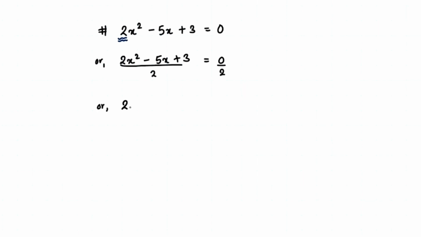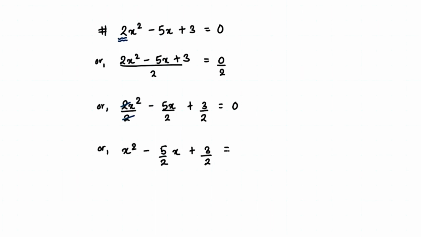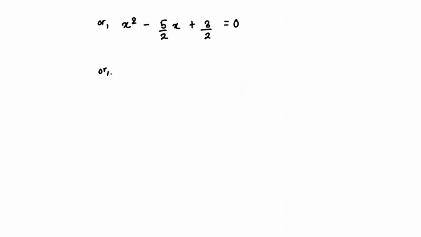Now what we'll get is 2x squared divided by 2 minus 5x divided by 2 plus 3 divided by 2 equals 0 divided by 2, which is 0. And now we can easily cancel these 2 and our 2 disappears. So we have x squared minus 5 by 2x plus 3 by 2 equals 0. Now that we have removed our 2, we are going to do the same as we did in our first question.